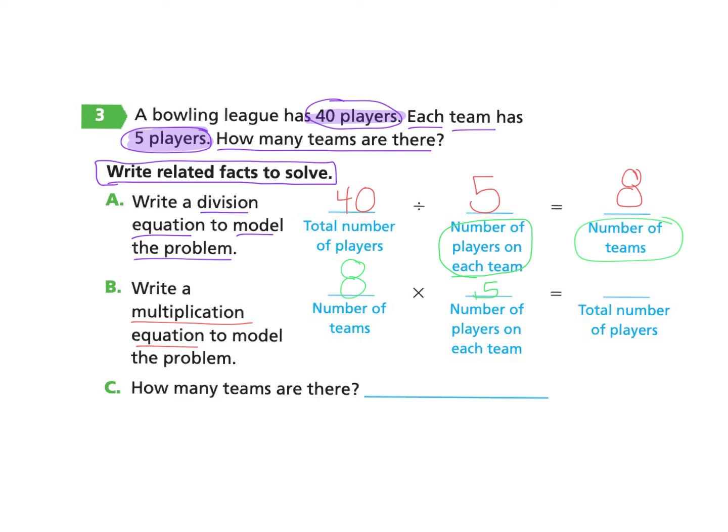And so then the total number of players, again, that's the same information up here, would be 40. So how many teams are there? And we can answer there are 8 teams.